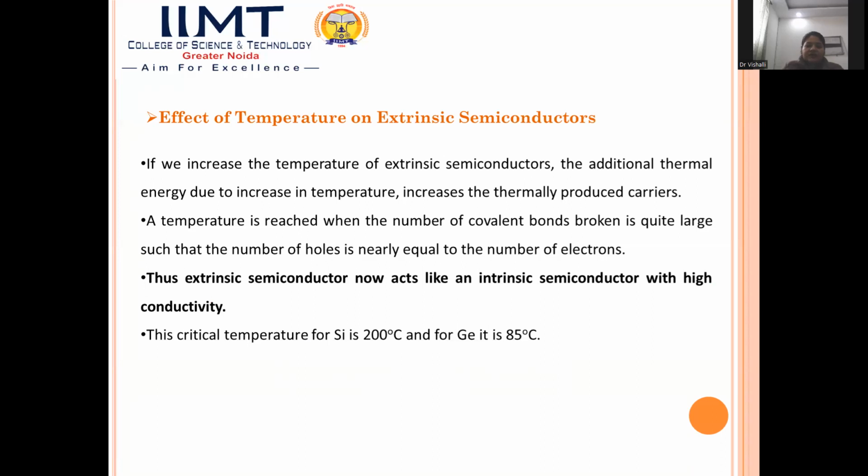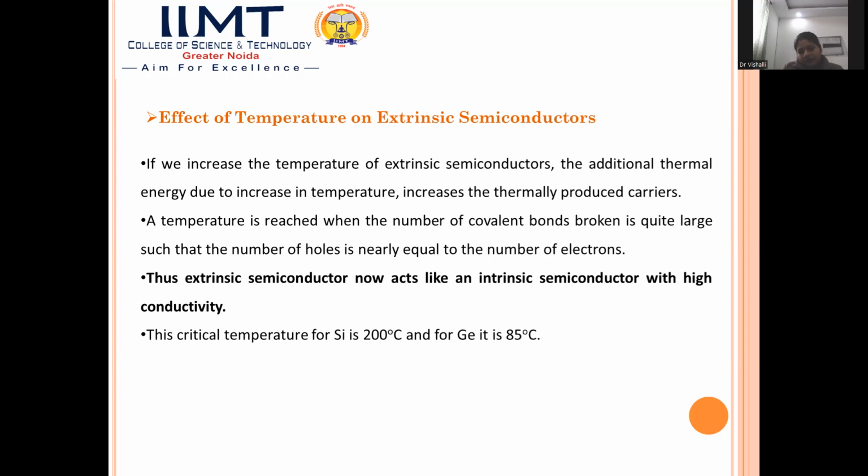For example, consider the n-type semiconductor. If we increase the temperature of the n-type semiconductor, what will happen? Already in n-type we have electrons as majority carriers, but when we increase the temperature of the extrinsic n-type semiconductor, more and more free electron-hole pairs will be generated, and at a certain value of temperature, the number of holes will become nearly equal to the number of electrons. Whenever holes are equal to electrons, the semiconductor will act as an intrinsic semiconductor, because we have seen that in an intrinsic semiconductor, free electrons and holes are produced in pairs, so their numbers are nearly equal.